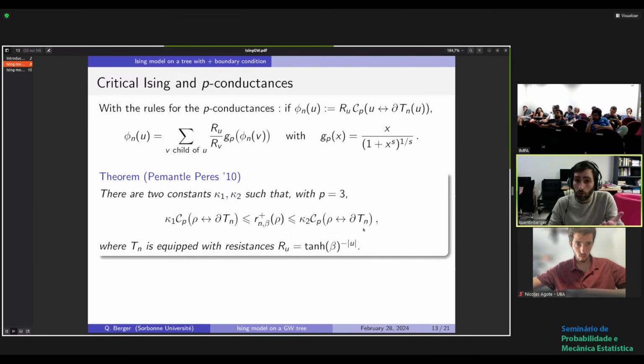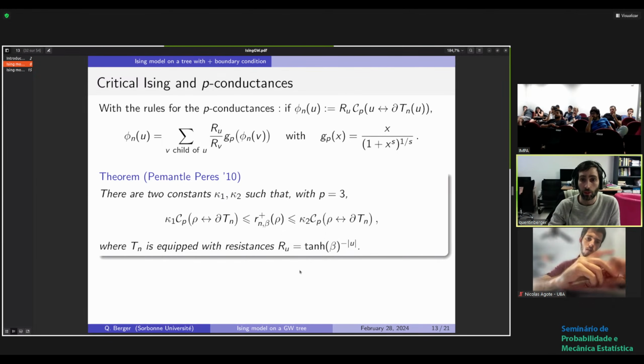In particular, this answers the question of the critical case. In the critical case, you replace beta by beta critical. This hyperbolic tangent of beta is 1 over m. And so it's related to whether the P capacity of the infinite tree is 0 or not. If you look at the resistance, it's whether the P resistance is infinite or not. Okay, so let me go to why P equals 3.